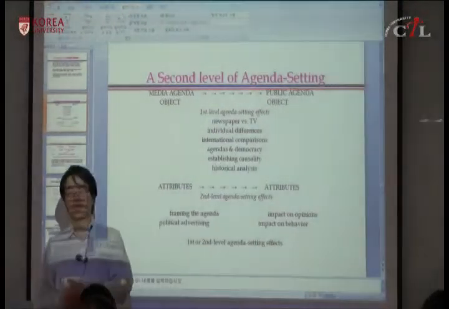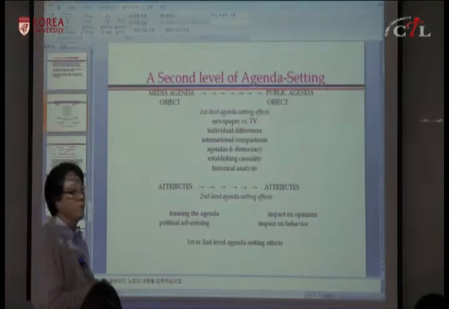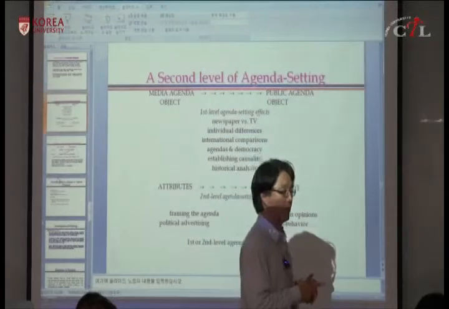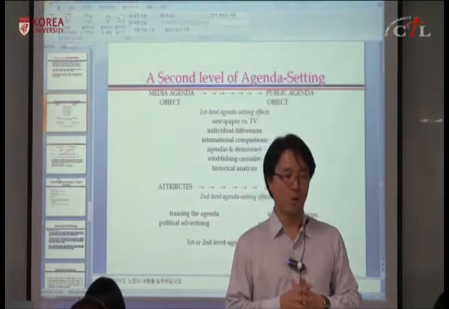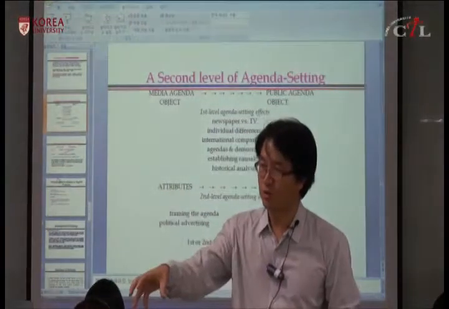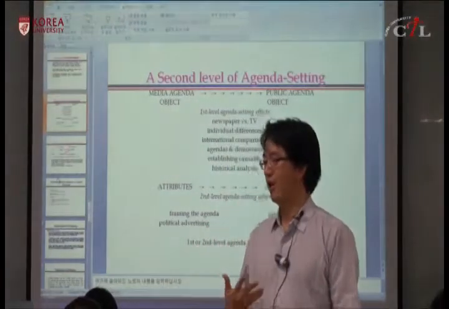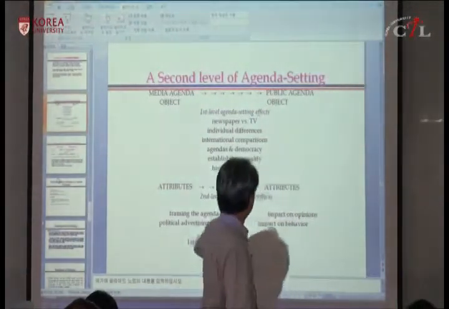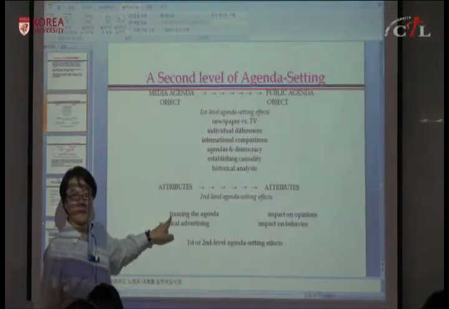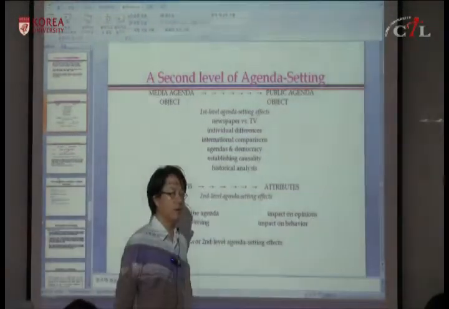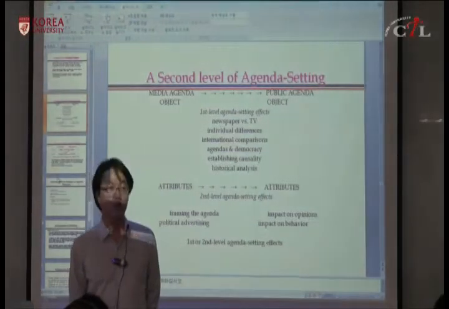In terms of attributes, agenda setting research is focused not only on what issues the media reports, but on how the media reports these issues. Second level agenda setting researchers focus on how. So second level is right here. Second level agenda setting is very similar to framing. I said that, right? Framing theory is how. First level agenda setting is what.